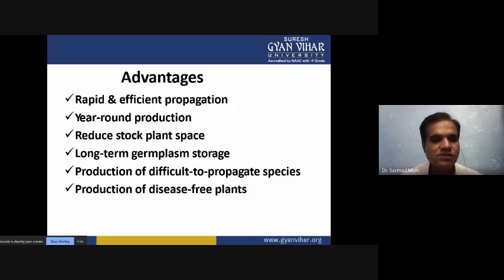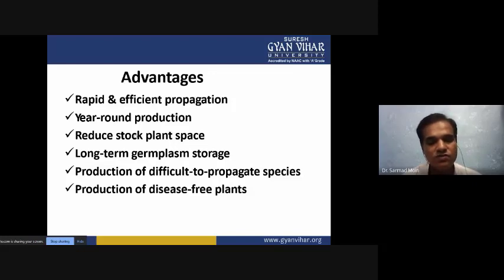Then production of disease-free plants can also be done when we are culturing meristematic tissues and cells. Because these meristematic tissues and cells are free from microorganisms, you can easily propagate disease-free plants. So plants which don't have any type of disease, any type of bacteria or viruses, can easily be produced.